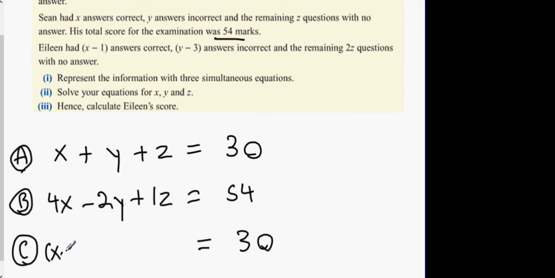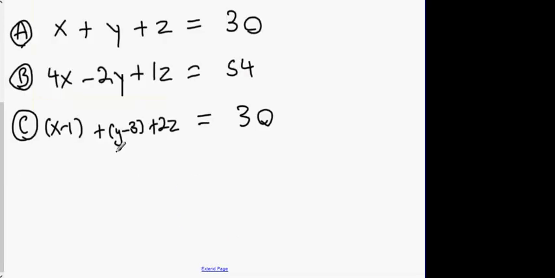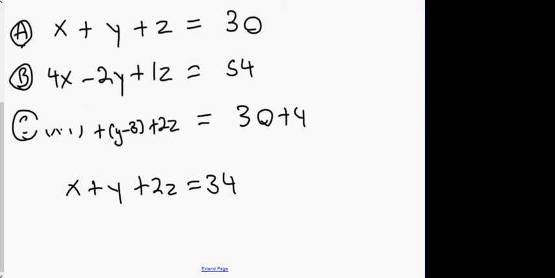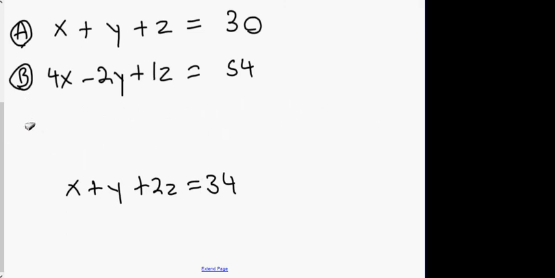X minus 1 plus Y minus 3 plus 2Z. Then what you're going to get here is X plus Y plus 2Z. That's going to be minus 1 minus 3, which is minus 4. Take it over the other side, it becomes plus 4. It's going to be plus 34. Okay? Then I can just rub that one out, and now I have my 3 equations.